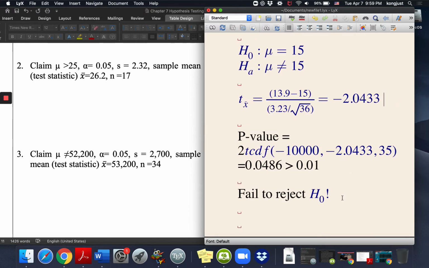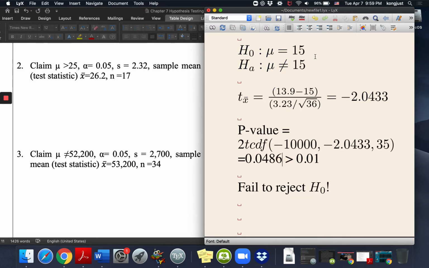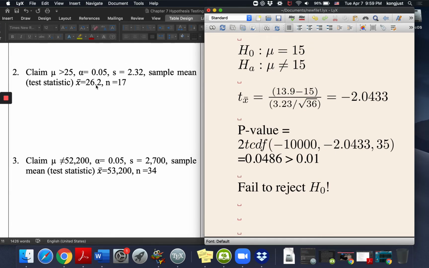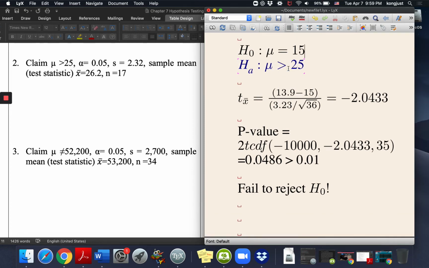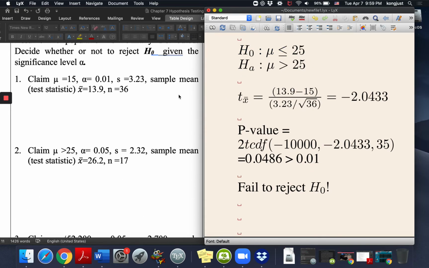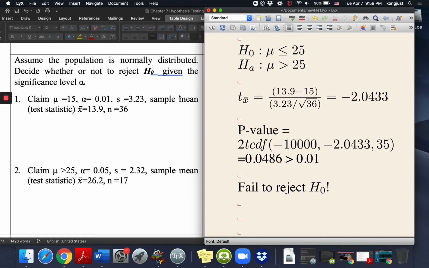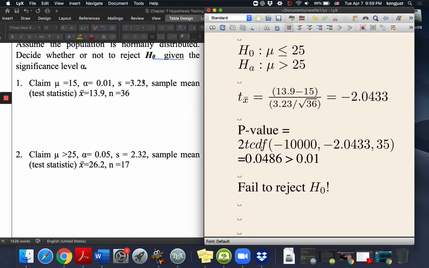Same idea. I'm going to erase some of this stuff. Let's just alter it a little bit. So this time we have a claim of mu is greater than 25. Well, that would be the alternative because that's the part that has no equality, right? So that means the original null hypothesis would be less than or equal to 25. Okay, which one is the claim? By the way, did it ask about the claim? It did not ask about the claim. I guess I could answer it though.